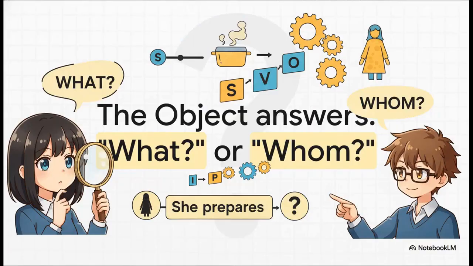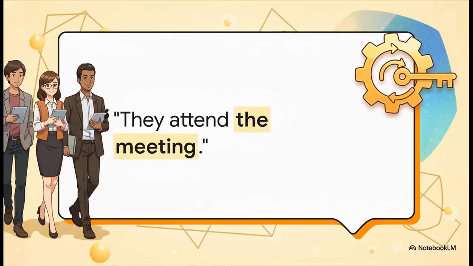And hey, here's a fantastic little trick to find the object every single time. Seriously. Once you've got your subject and your verb, just ask the question what or whom. The answer is gonna be your object. So for example, she prepares, you ask, prepares what? Let's try that trick right here. They attend the meeting. Okay, so they attend what? The meeting. Boom. That's our object. See how it gives the action a destination and finishes the entire idea?